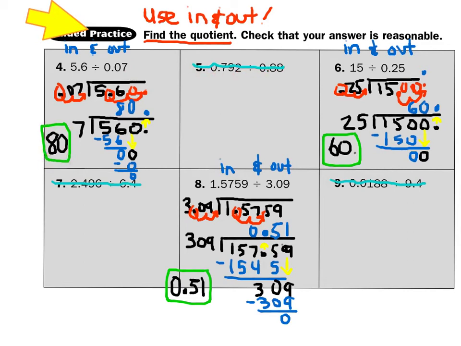You can cross out number 5. Take a look at number 6. 15 divided by 0.25. In and out. So when I do my division house, I put the 15 on the inside and the 0.25 on the outside. And then grab your red pen. Grab that decimal point and move it 2 places to the right. So whatever you do on the outside, you have to match on the inside. So put with your red, put that decimal point so we can see it, and then drag it 2 places to the right and put it there.